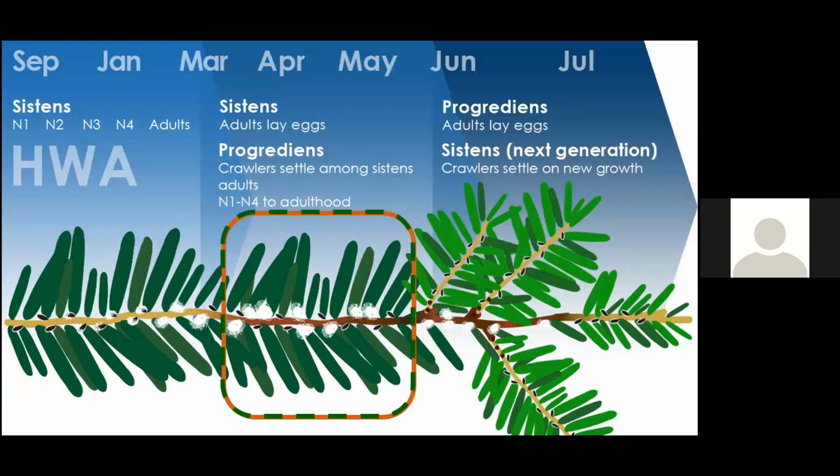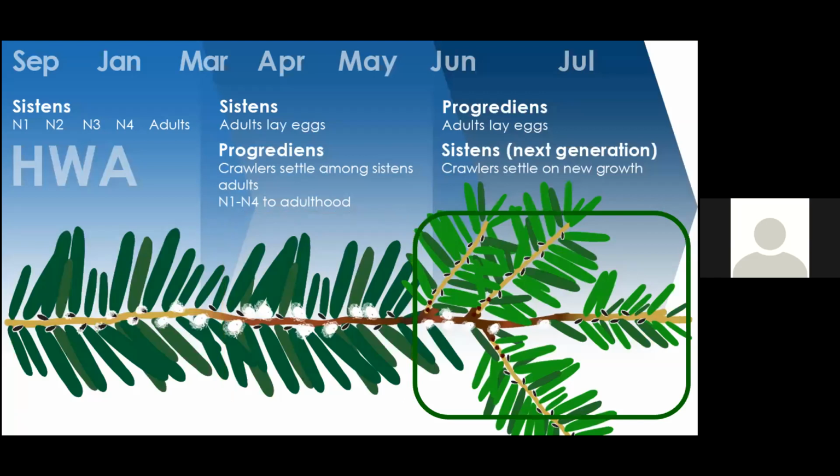So you've got this one section of twig where you're getting a lot of damage in one area because those cystins generation lays their eggs right there, and then all of the crawlers that hatch from those eggs are feeding from that same section of twig. And then once the tree pushes its new growth in the spring, that growth can be immediately colonized by the crawlers from the Progrediens eggs. So the next generation is easily able to colonize all new growth on the tree.